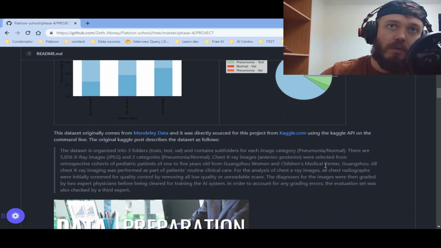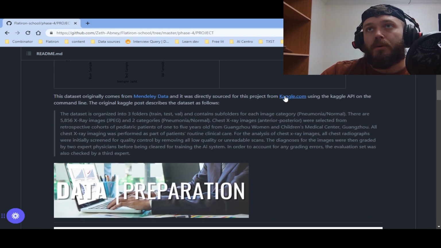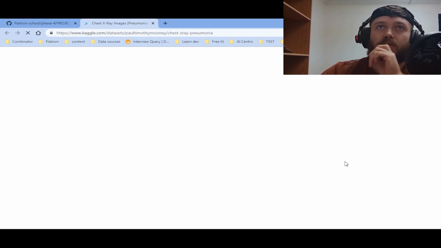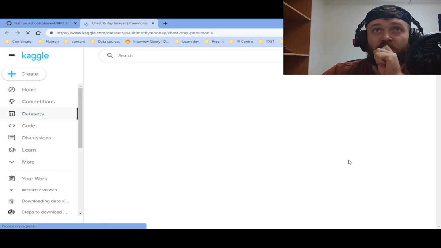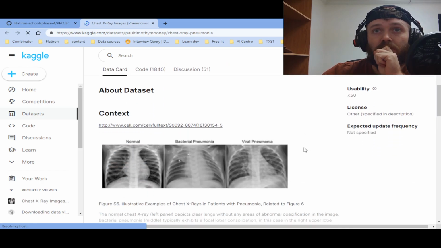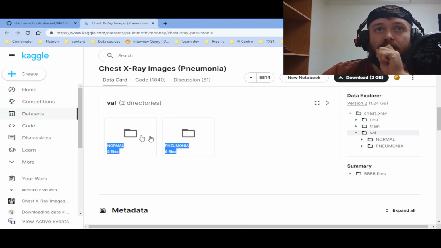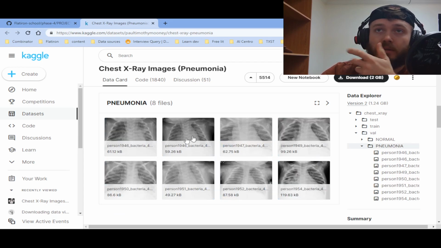Moving on. Oh yeah, the data originally comes from Mendeley Data, but I sourced it from a post on Kaggle. I wonder if this link will work. Yeah, it does. It actually goes directly to the data set page. So this is the data set. These are all the same size and all that.